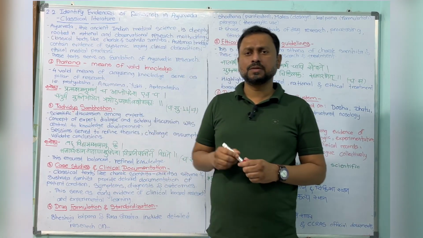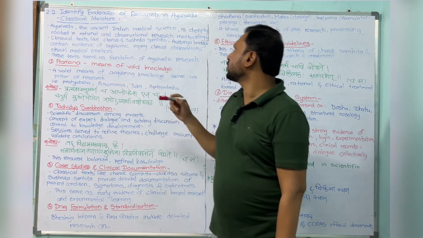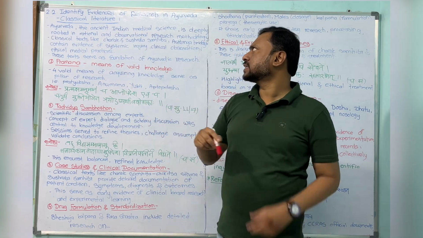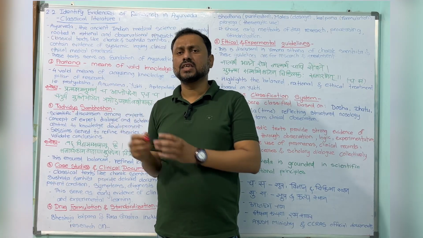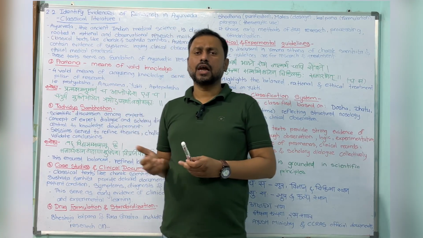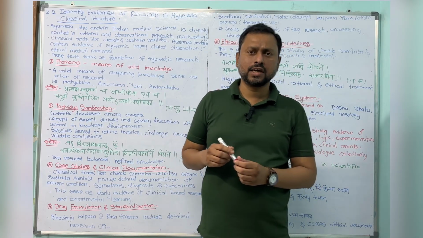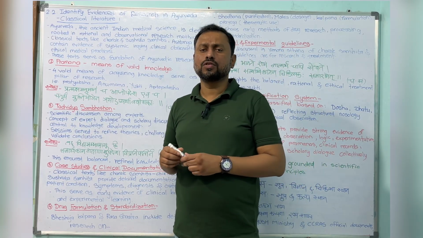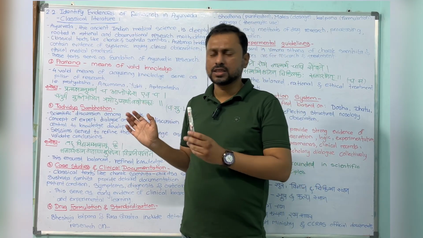Okay, new NCISM syllabus. The topic is: identify evidence of research in Ayurveda classical literature. In the classical literature, if evidence or references are there, that we'll try to study in today's class. Here lots of references are there, but from the examination point of view, we will study a few classical references in this class.